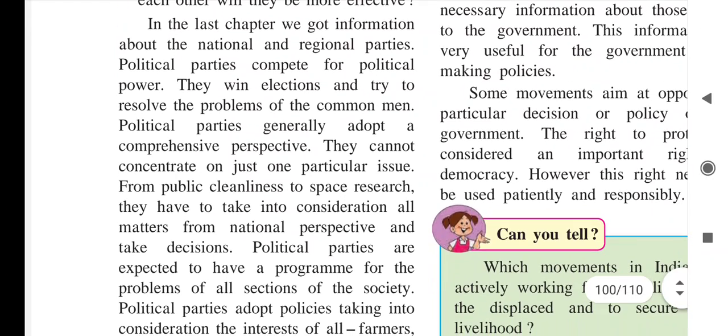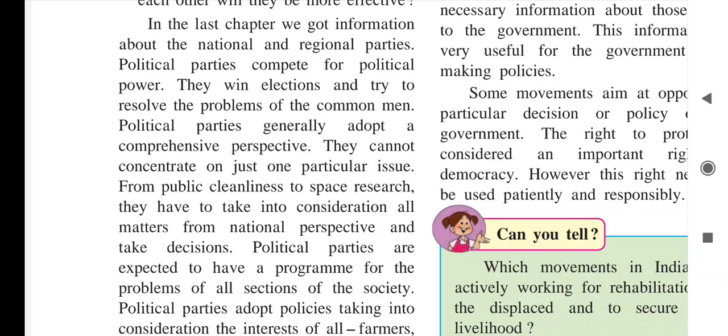Now see, in the last chapter we got information about the national and regional parties. Political parties compete for political power. They win elections and try to resolve the problems of the common man. So here it is said that in our third chapter, political parties, we learnt about political parties and regional parties. We have studied their functions, their information, the criteria to be called a national party, the criteria for calling a party a regional party, their logos, and their ideologies.